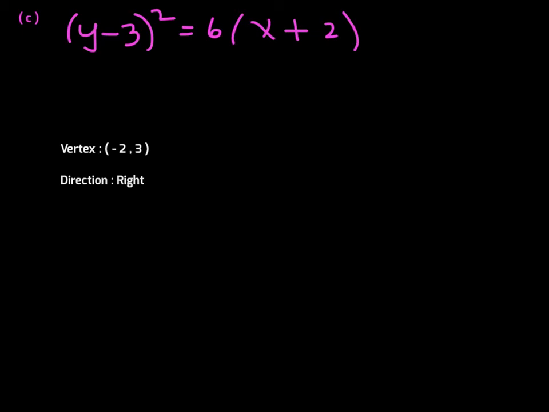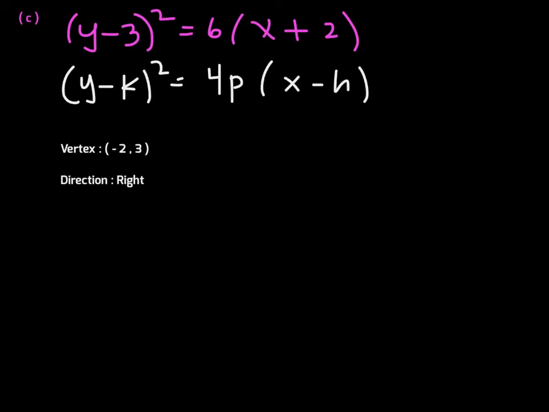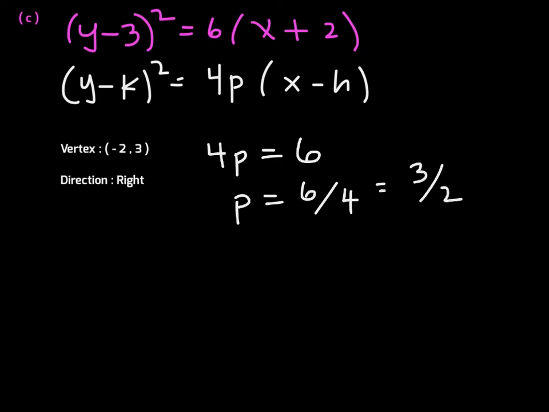Now, let me show you how I know that. This equation is of this form: y minus k quantity squared is equal to 4p times x minus h, right? So then I know that 6 is 4p. So I'll take 4p and set it equal to 6 and solve. When I divide both sides by 4, I get p is 6/4, which is the same thing as 3/2. Okay, so p is equal to 3/2. This p value is going to help me find a lot of information. Okay, let's go to the plane.